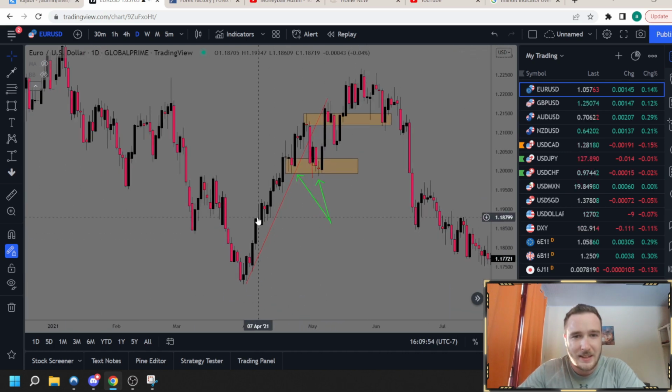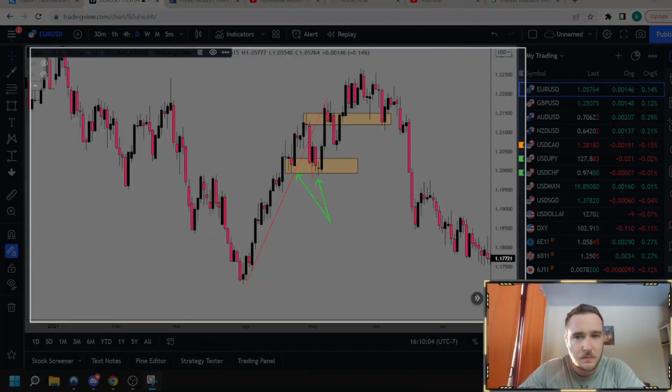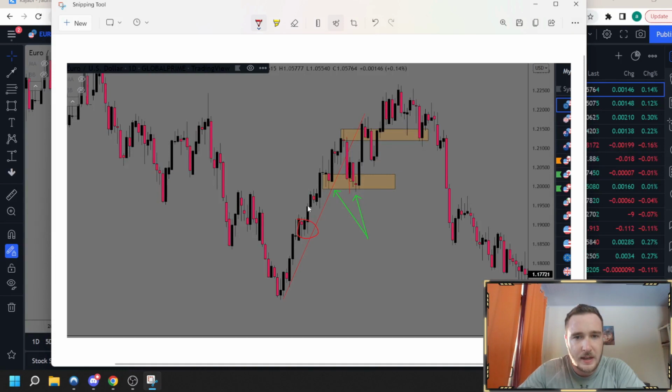Here we have rally, base, rally, right? Breaking upward momentum, removing this opposing zone right here. Let me redraw this. Rally, base, rally, base, rally, base, rally. Okay. We break that upward momentum. We remove that opposing zone. We have a rally base drop up there. That was a trade that I took.